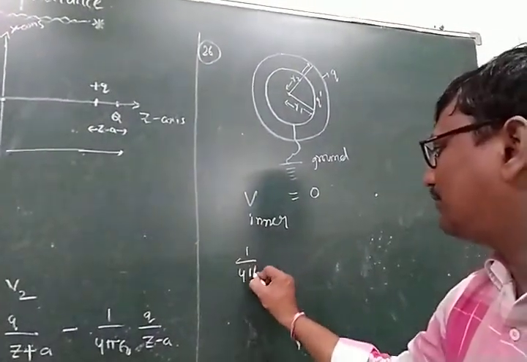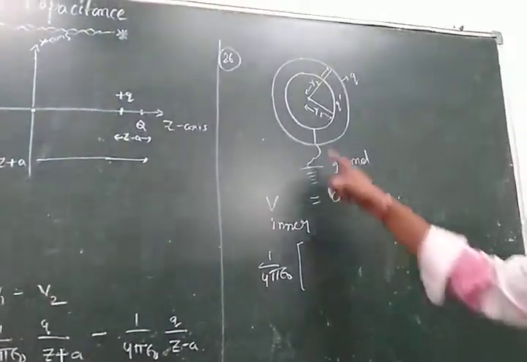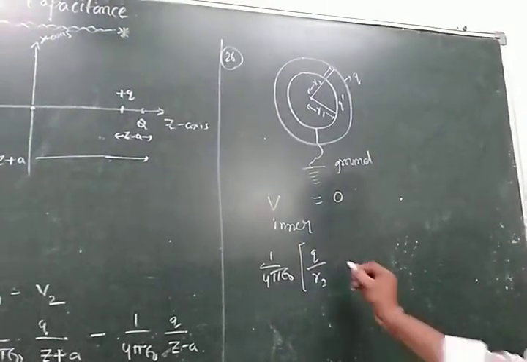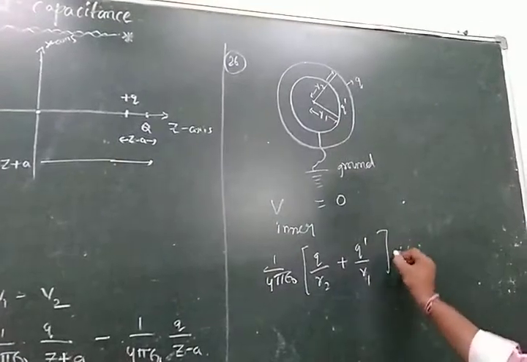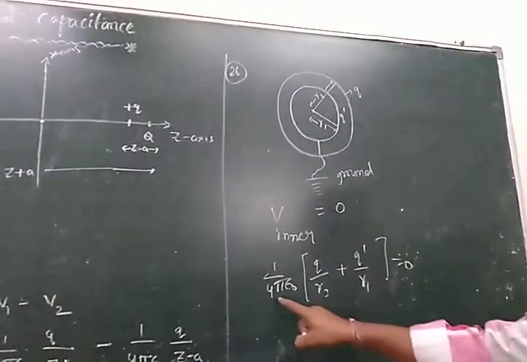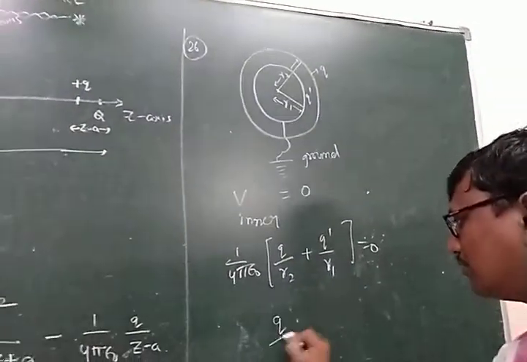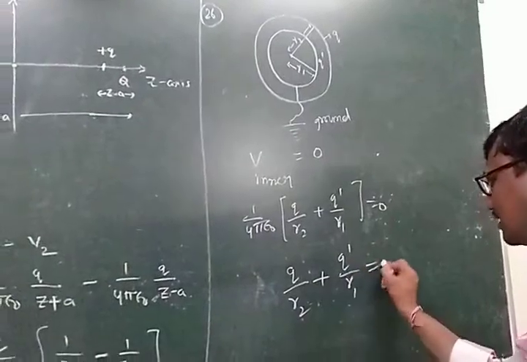Therefore, we can write the potential: 1 by 4 pi epsilon naught, the second charge Q by the distance R2, plus Q dash by R1, is equal to 0. Then this total term is taken to the other side, since 0 into something is 0. Then Q by R2 plus Q dash by R1 is equal to 0.